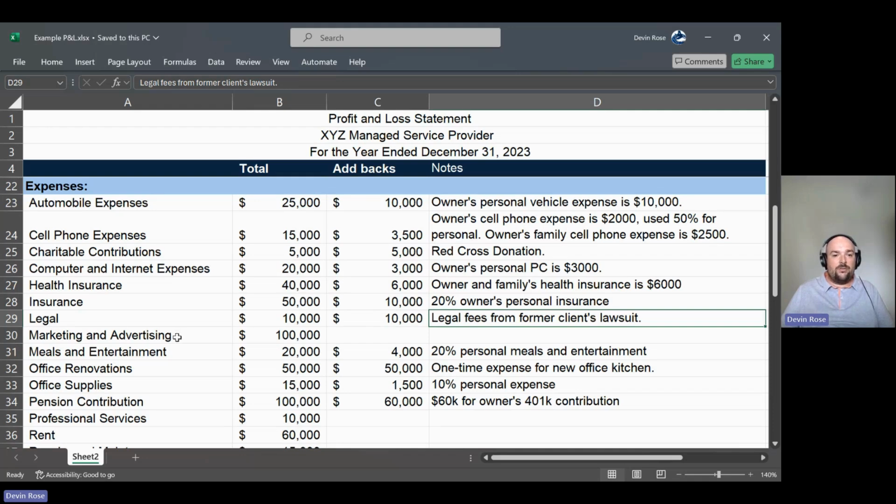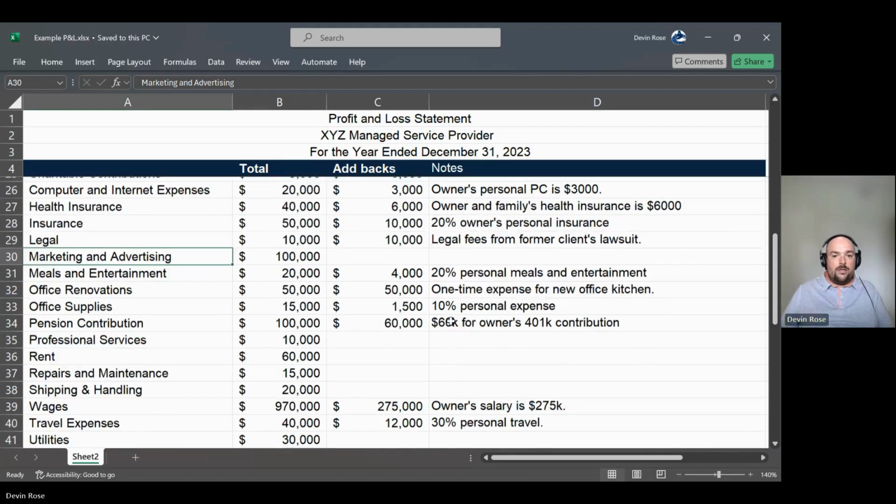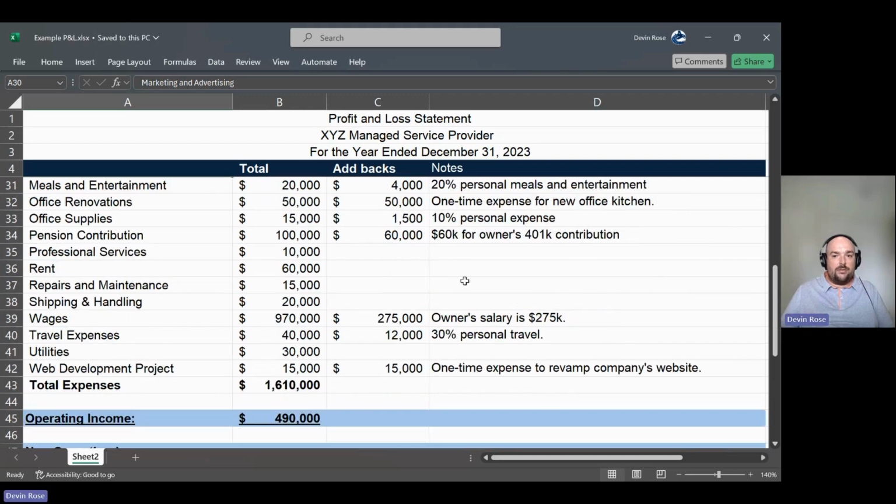Then we have $100,000 for marketing and advertising. This would not be added back. This is considered an ongoing business expense that the buyer would also have to maintain if they wanted to maintain the business's growth. So that does not get added back at all. Then we have meals and entertainment of 20 grand, of which we're estimating 20% is personal. So we add back $4,000.